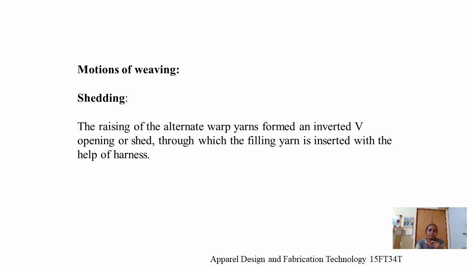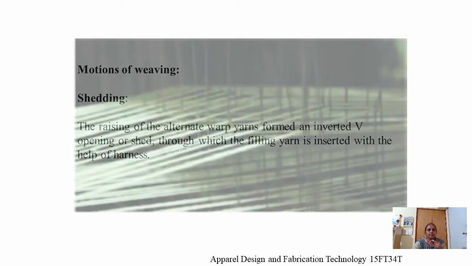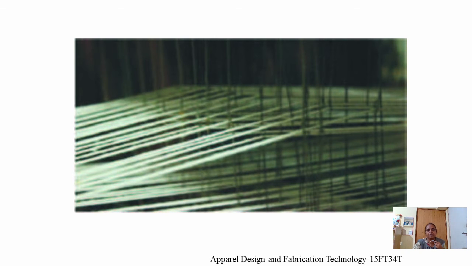So the shedding is done by the harnesses. As shown earlier in the figure, a V-shaped opening, the shed, is formed. Through that the filling yarn is inserted. See the V shape, this is the shed. Raising and lowering of the warp yarns, this is the shed, and this is the shedding.